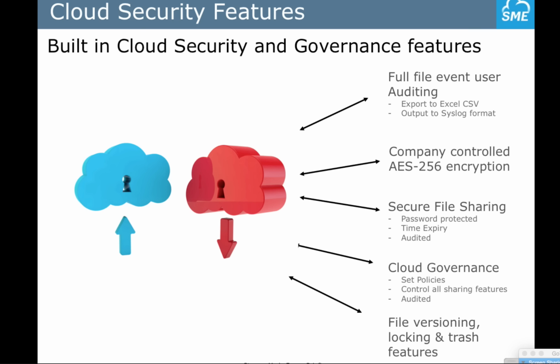And of course, very important to enterprise file share and sync, which a lot of the consumer products actually don't have, is file versioning, file locking, and most of them do have the trash feature. But it's quite important to be able to have global file versioning, global locking, so that if you're working in teams, you can take advantage of the same type of features that you would have if you're on desktop.